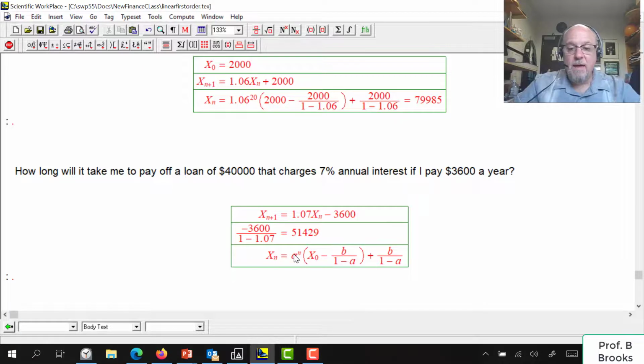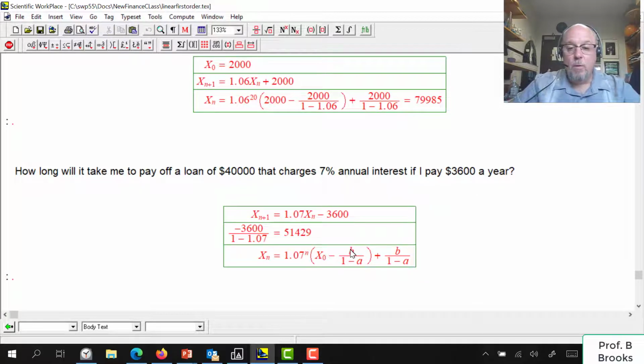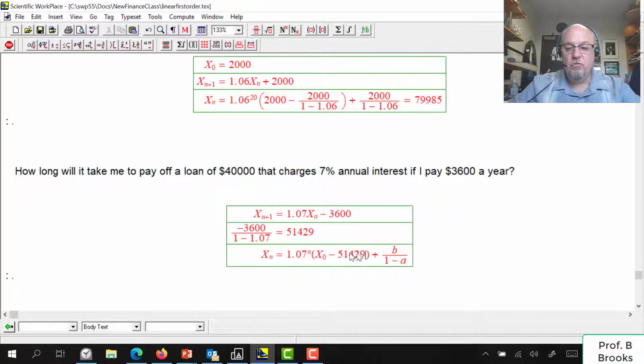And I know what my A is. It's 1.07. I know what my B is. Oh, this B over 1 minus A, that's the equilibrium value. So you could replace the B with minus 3,600 and the A with 1.07, or I could replace the equilibrium values here with just that 5,100 and 429, since I know what that value is.